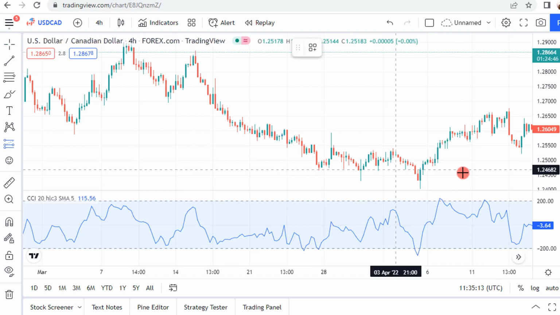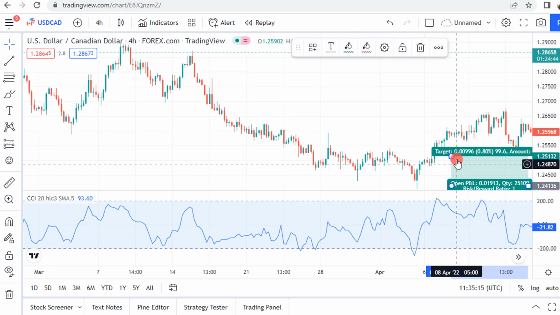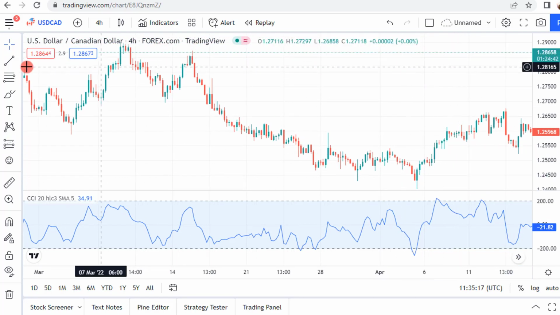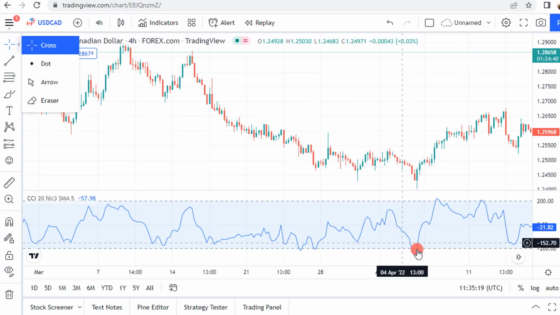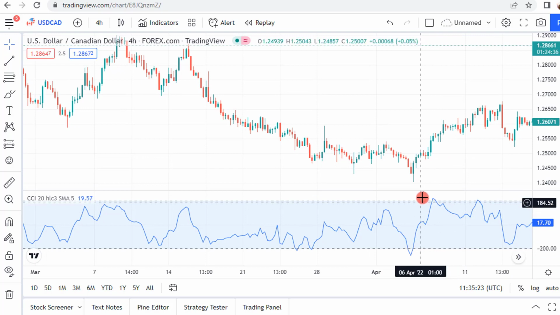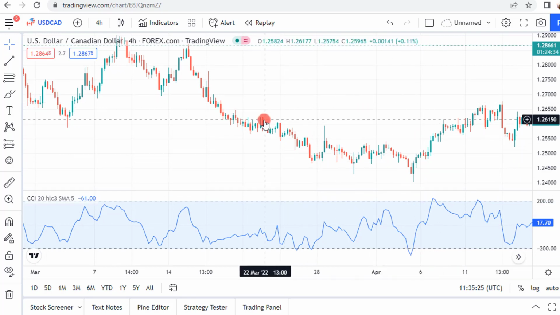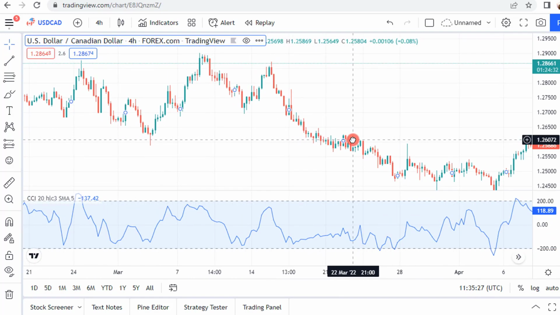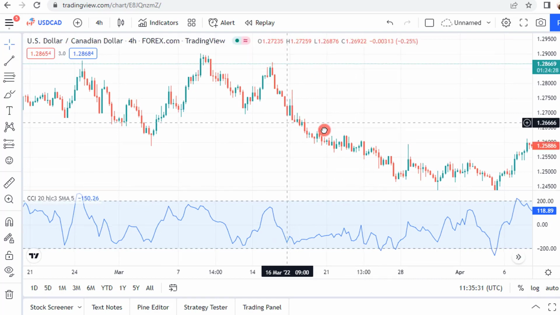So when the CCI line touches the lower band, you don't take entry, you will wait. And when the CCI line turns back and starts to go up, then you will take buy entry. So this indicator is very helpful, you will get good support. So far we have shown how to take buy entry. In the same way you can take sell entry.